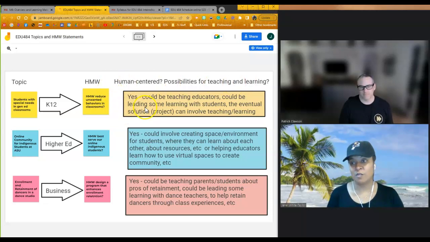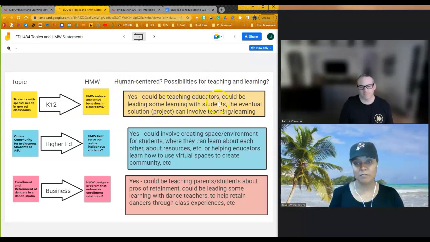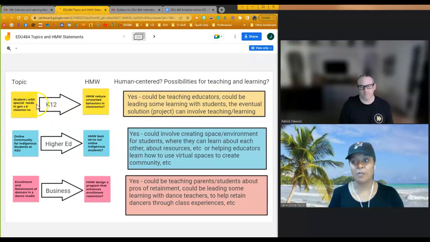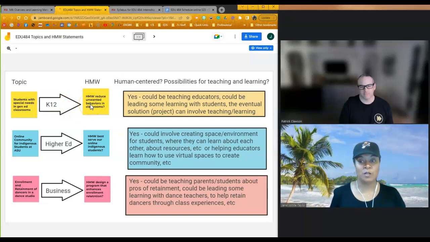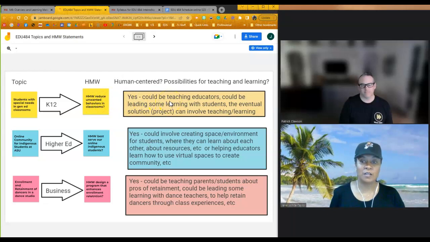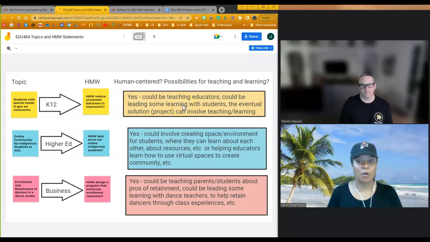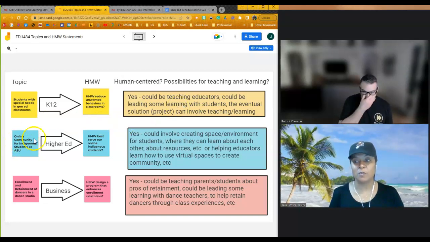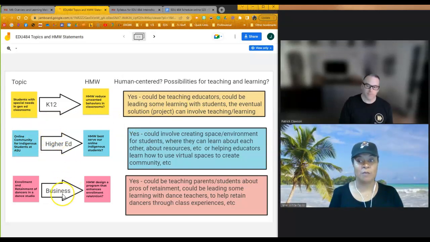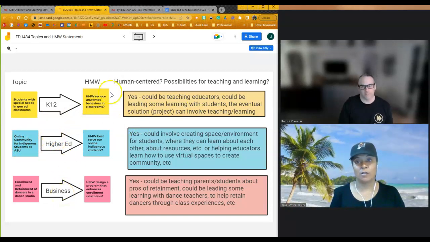I'm not going to read this to you, but if we look at the first one, it tells you, again, the topic that we're thinking about, the audience, how might we change or reduce some unwanted behaviors within the classroom? And then, yes, teaching educators could be something that we work on, some solutions, a teaching and learning kind of idea. Hopefully that's making sense. If it's not, reach back out to us so we can talk with you more about it. But again, as you look at the next one, this one involves higher ed. This one involves a business. So again, teaching and learning across the board.